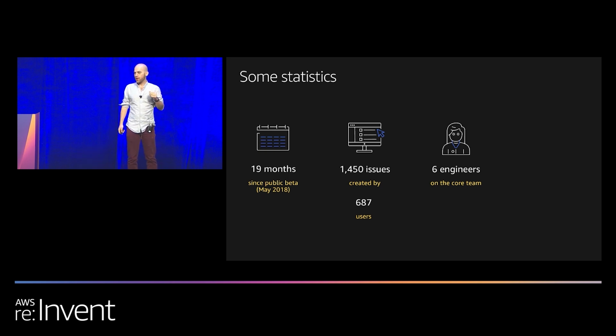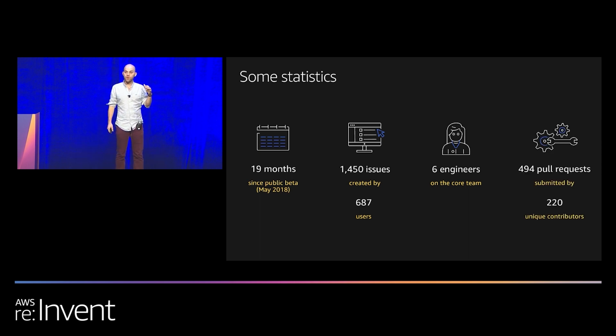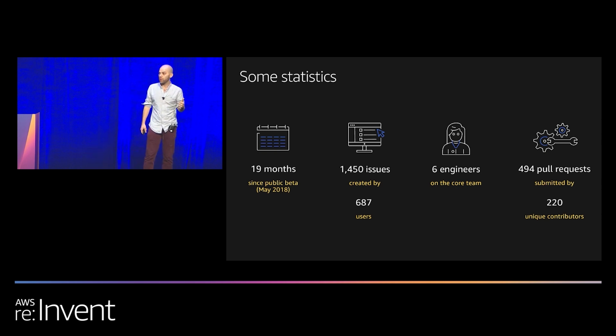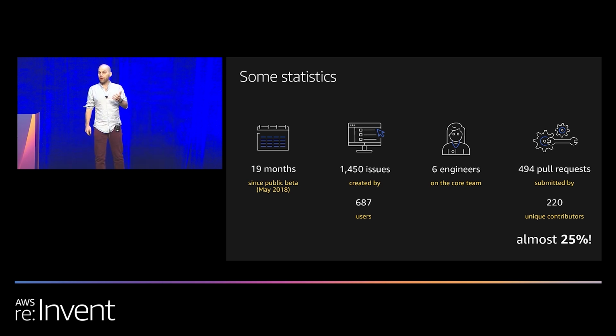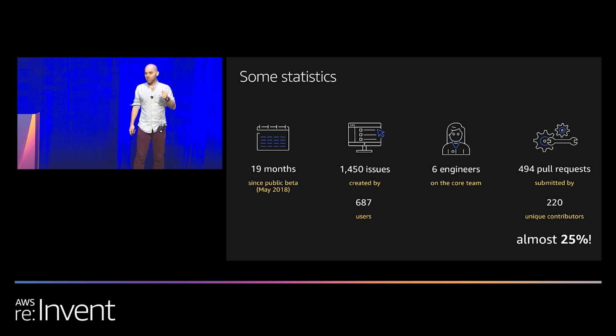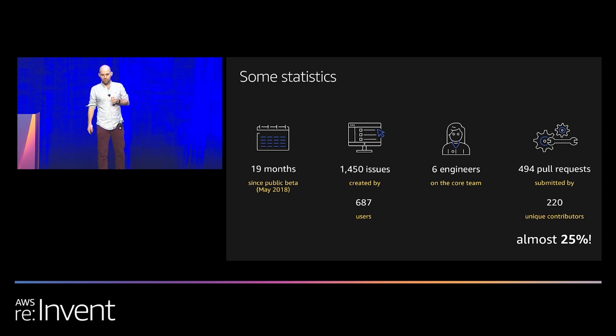So there's about 6 engineers right now on the CDK core team. You would expect us to make commits, right? But it's not just us. In total, close to 500 commits have been submitted by more than 200 people, who have worked together with us to build this thing. And that is just an amazing response. That is actually almost a quarter of all the commits that have gone into the CDK so far. So I'd like to say this has been a resounding success, but we can get it even better.